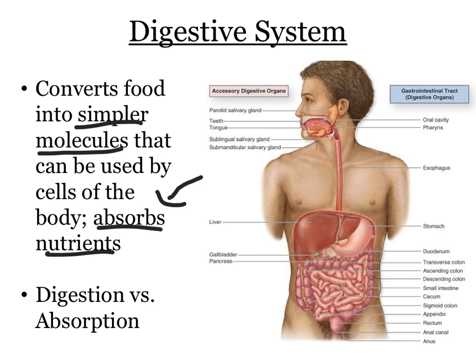So there are two different words here that you have to understand the difference between. Digestion is breaking food down, breaking it down from its polymers into its monomers, whereas absorption is absorbing those nutrients from the digestive system into the circulatory system, aka the bloodstream, so that they can be transported around to the rest of the body and used by the cells.